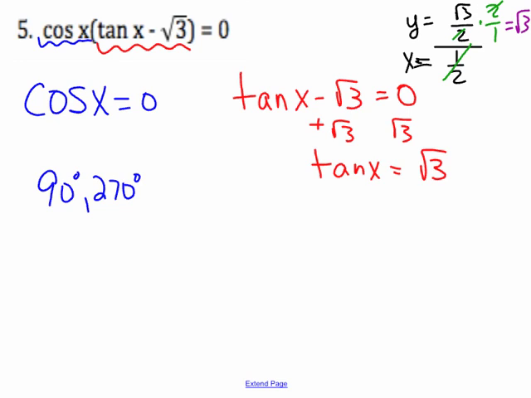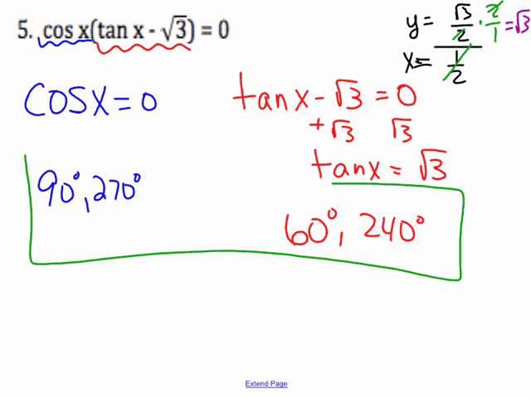Now, I need anywhere where I've got two positives or two negatives, because a positive divided by a positive is positive, a negative divided by a negative is positive. So those two places on my unit circle are 60 degrees and 240 degrees. Okay, so I actually have 4 angles. Okay, those are the answers.